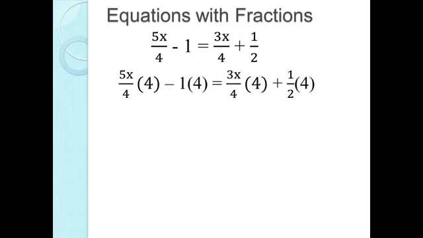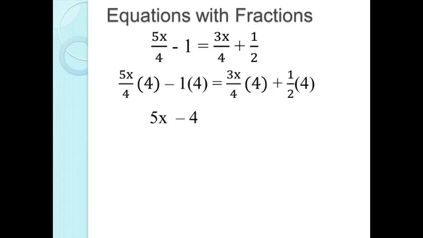We just discussed how we will be multiplying fractions and whole numbers, by first dividing by the denominator and then multiplying by the numerator. Starting with our first term on the left-hand side, 4 divided by 4 is 1, and 1 times 5x is 5x. Next, negative 1 times 4 is negative 4. So on the left-hand side of the equation, by multiplying both terms by 4, we are left with 5x minus 4.